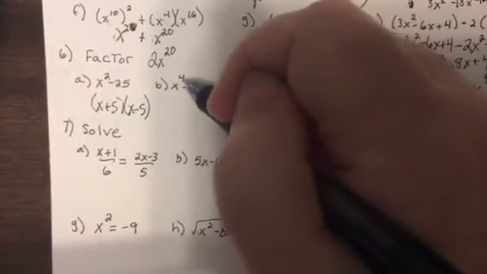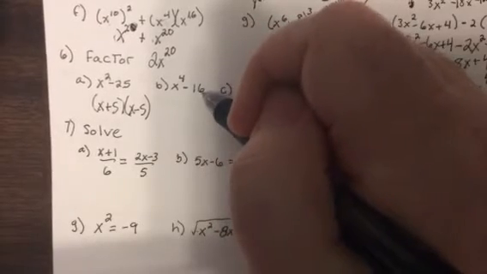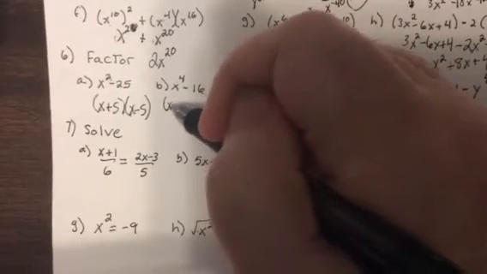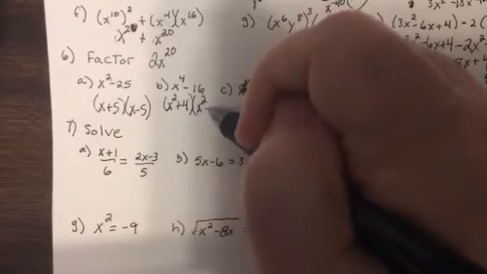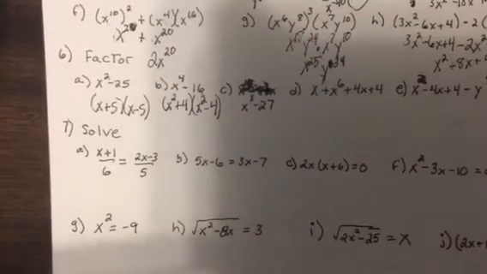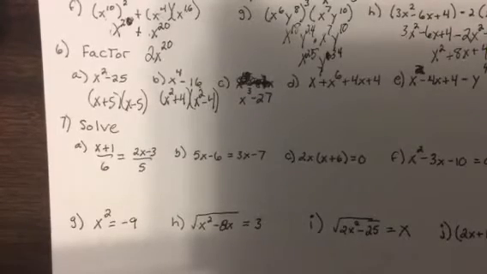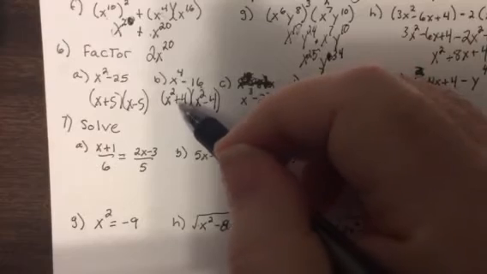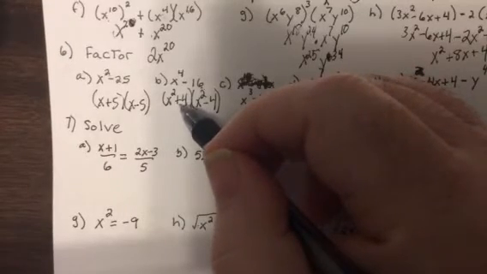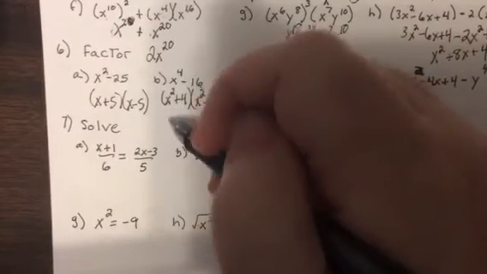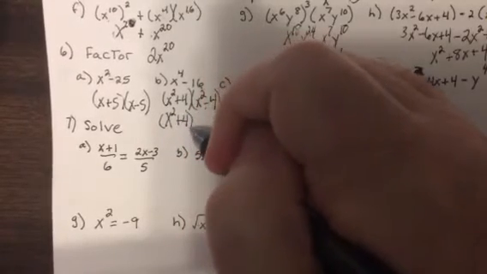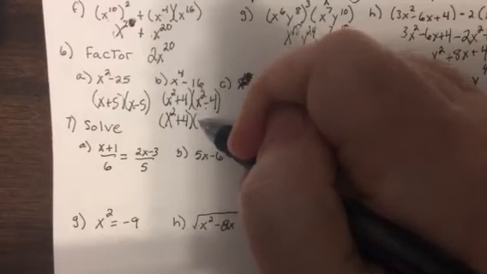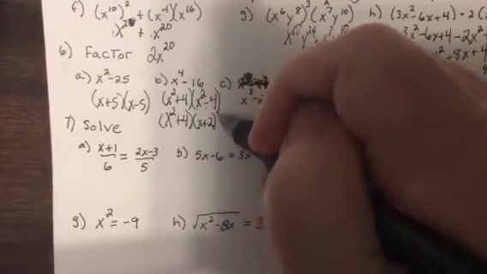This one, oh, squares again. Even, and 16 is a square. So it'll be x squared plus 4, x squared minus 4. Wait a minute. This is not difference of squares, so I'm done with that part. But this is difference of squares. So it'll be x squared plus 4. Difference of squares would be x plus 2, x minus 2.